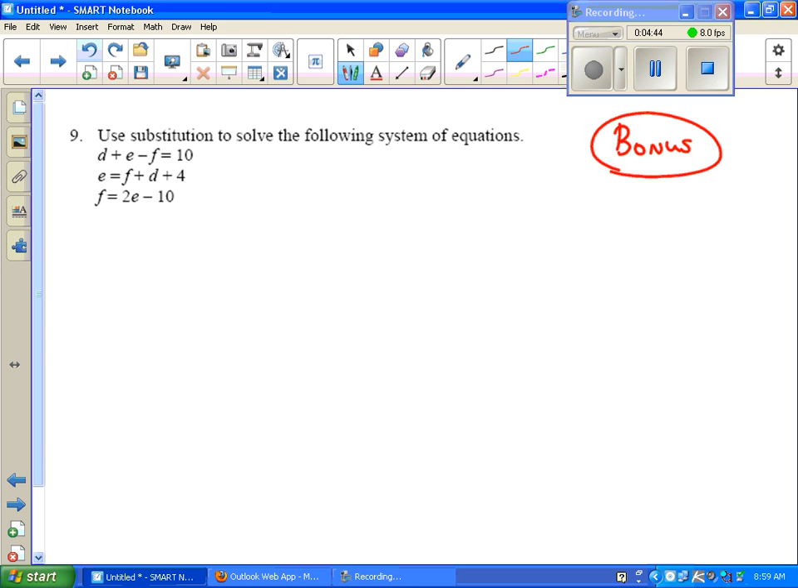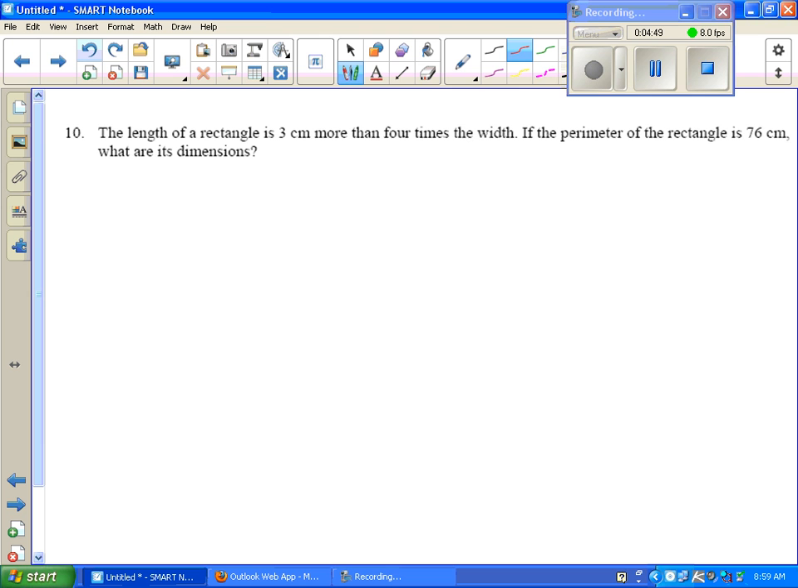It's not super hard. It just has 3 of them compared to the 2 that we've been looking at. This one's a little bit more our speed, other than the fact that we have to create our own equations. It says the length of a rectangle is always 3 centimeters more. So 3 more than means plus 4 times the width. So that's the first equation. Length equals 3 more than 4 times the width.